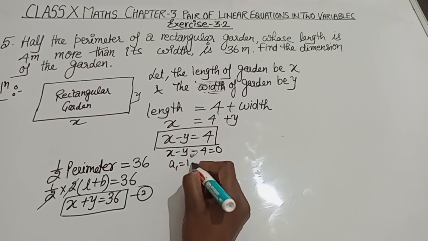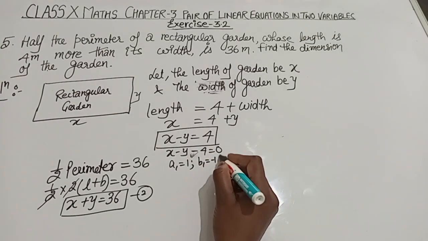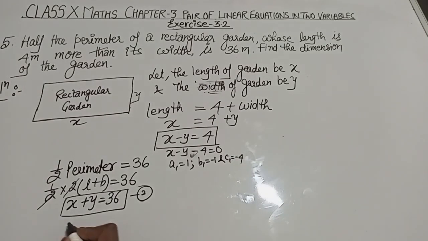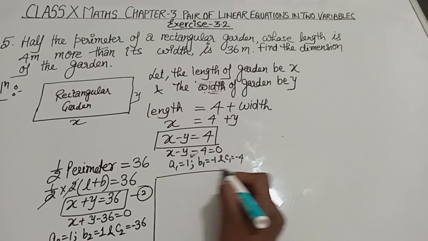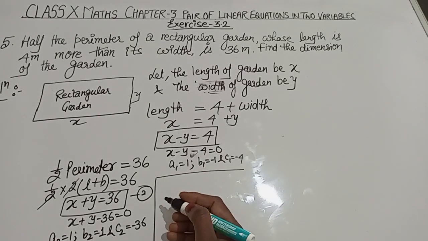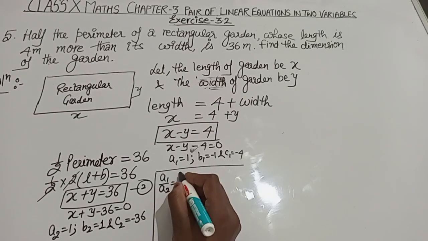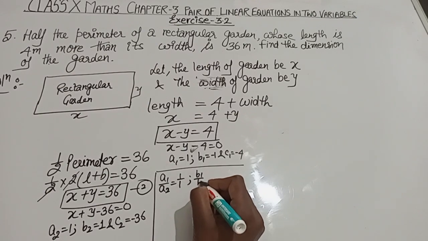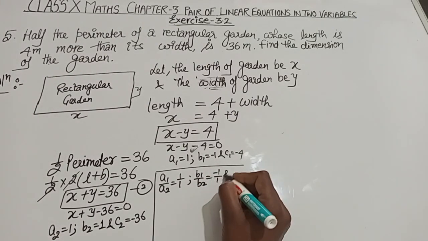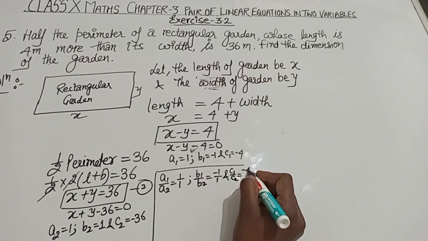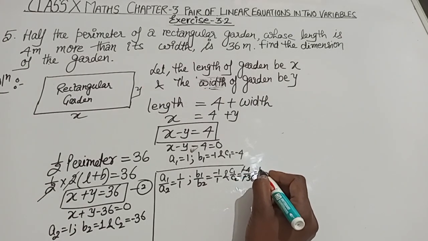So a1 is equal to 1, b1 is equal to minus 1, and c1 is equal to minus 4. Now x plus y minus 36 is equal to 0, so a2 is equal to 1, b2 is equal to 1, and c2 is equal to minus 36. Now a1 upon a2 is equal to 1 by 1, b1 upon b2 is equal to minus 1 upon 1, and c1 upon c2 is equal to minus 4 upon 36, which cancels to minus 1 upon 9.